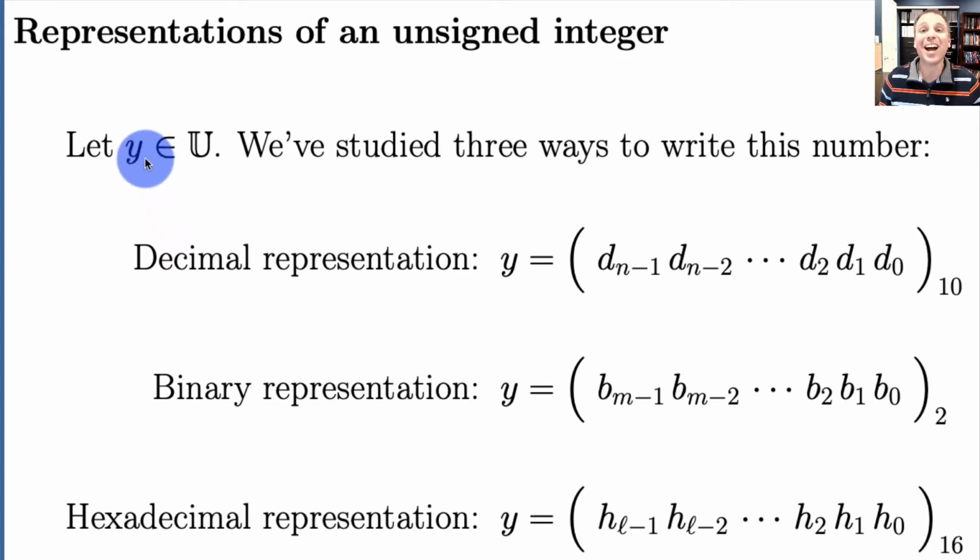Let's imagine we're looking at an unsigned integer y, a non-negative counting number: 0, 1, 2, all the way to infinity. Let's choose one of those, and then let's try to write that in our three representations that we've been studying.